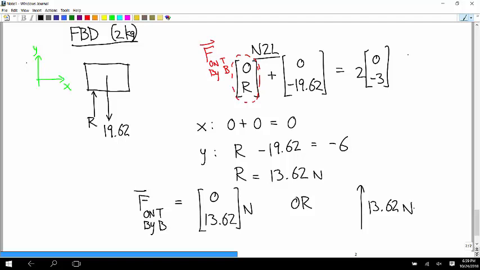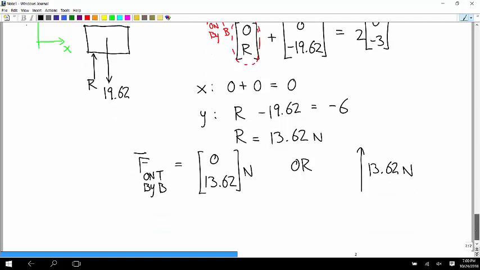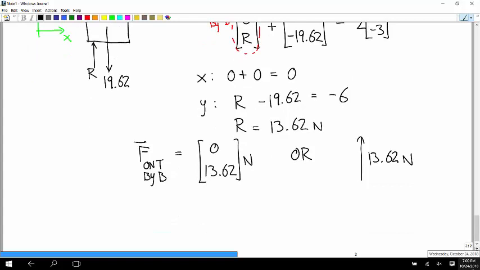And if we wanted to calculate the force on the bottom box by the top box, what would the force be? Yep, it would just be 13.62 newtons down because of Newton's third law. Any questions about that?